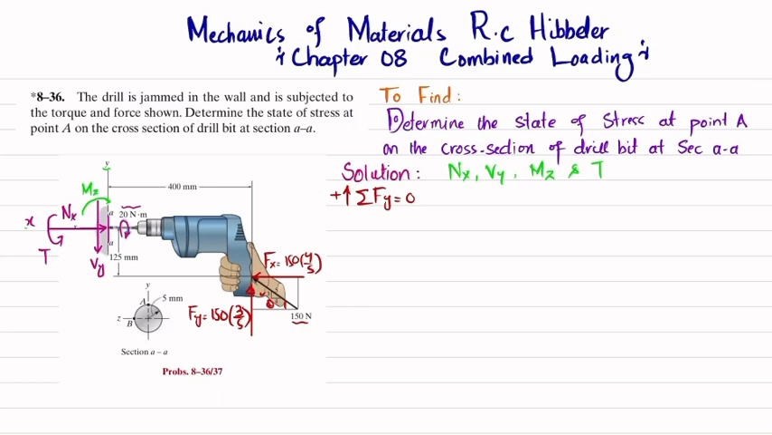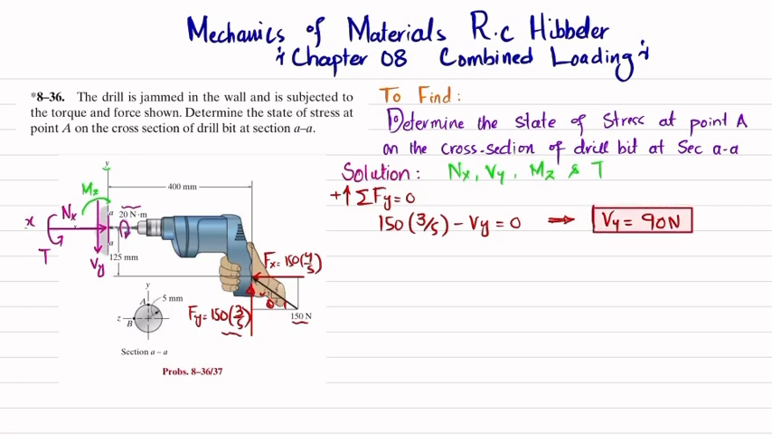Okay, so the vertical component is this one, and it is upward, so it will be positive. So 150 into 3 by 5 minus Vy is equal to 0. So from here you will get the vertical shear force Vy will be equal to 90 Newton. So we have this vertical shear force.